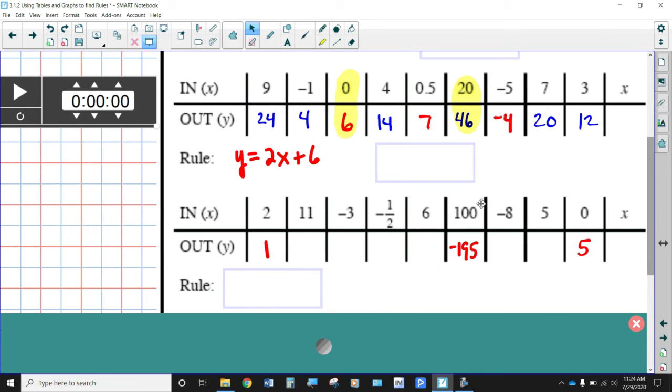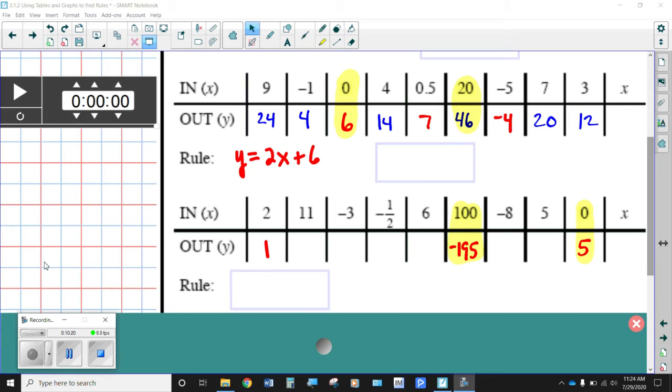Ooh, what's going on with that right there? I think I already know the rule just from looking at that. So pay attention to this guy right there, and let's pay attention to this guy. See if we can figure out what the rule is. Okay, so pause, go ahead and copy everything down. This will be the last one that we work on. Okay, so I'm assuming you got everything filled in.